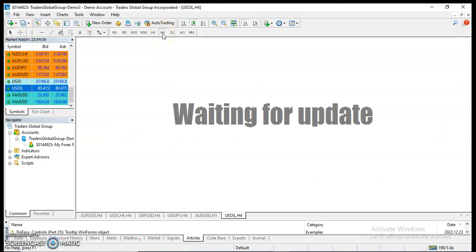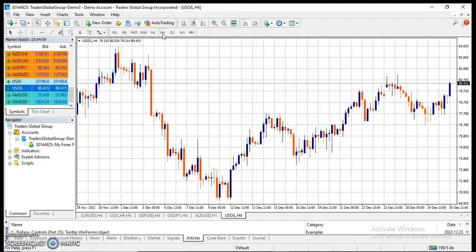So let's go to H4 now. You can see that there is a difference in what you're seeing around here, right? Because right now in H4, we are still on US oil. On H4, you can still look at this chart, and you can see every single candle takes a whole 4 hours. Every single candle you see on this chart takes 4 hours to form.